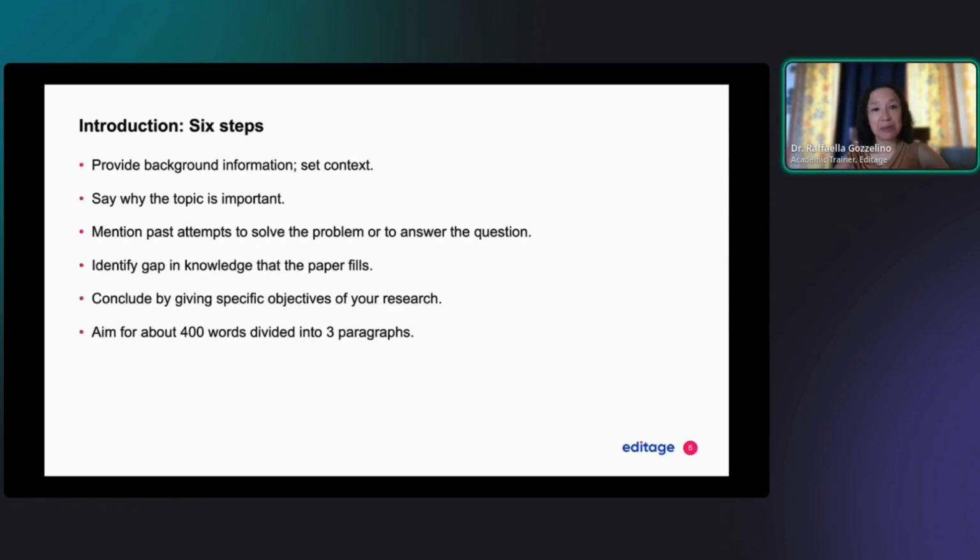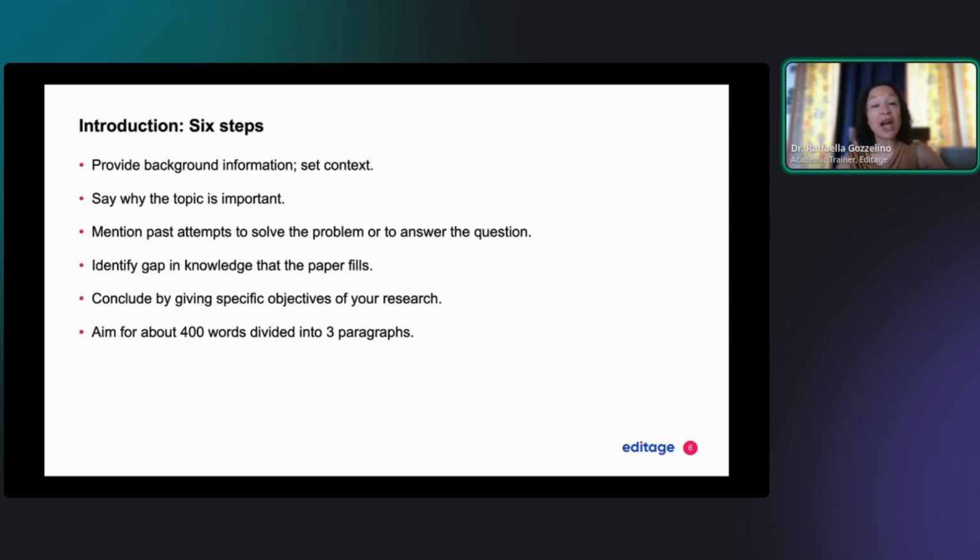There are 6 steps to provide an efficient and effective introduction, not simply for you to describe your work, but also for the reader to read and become interested in your field. The introduction needs to provide background information. It needs to set the content, what you are describing. So all the framework and the context related to the topic need to be reported.